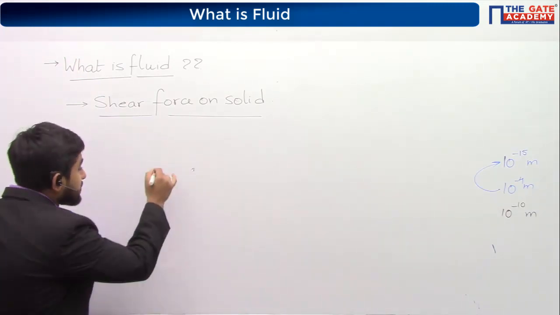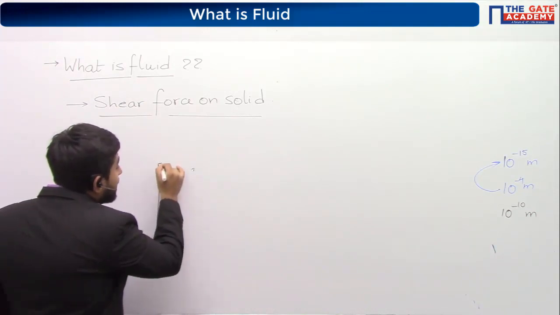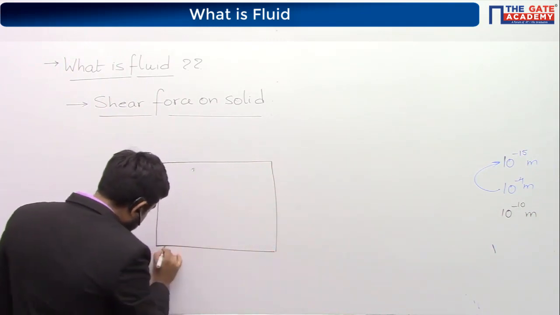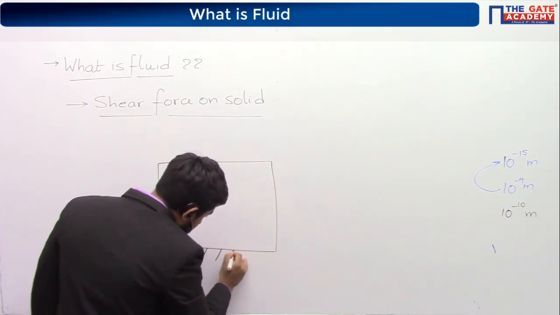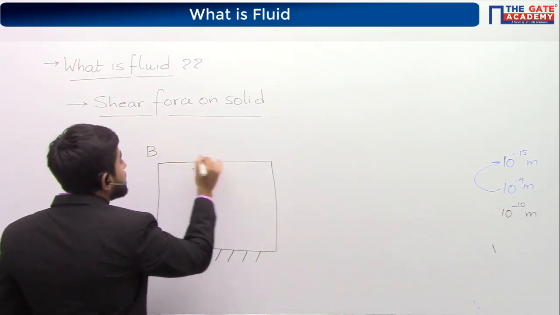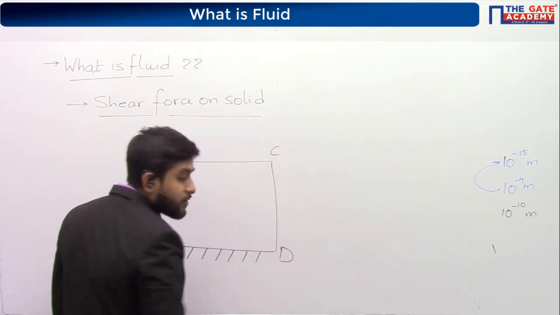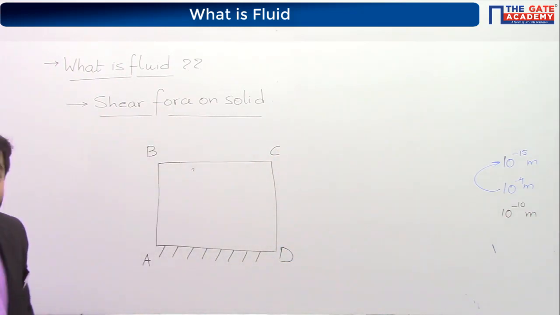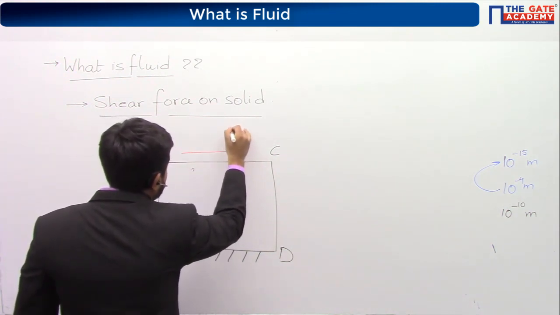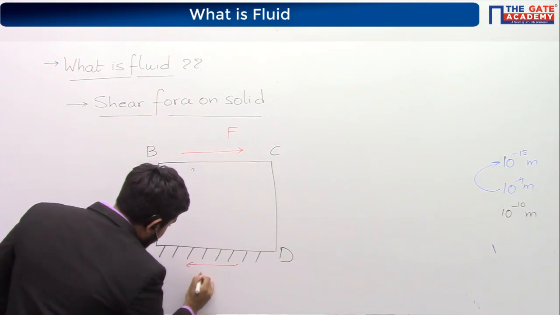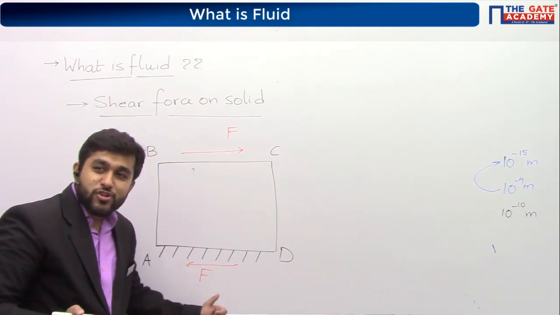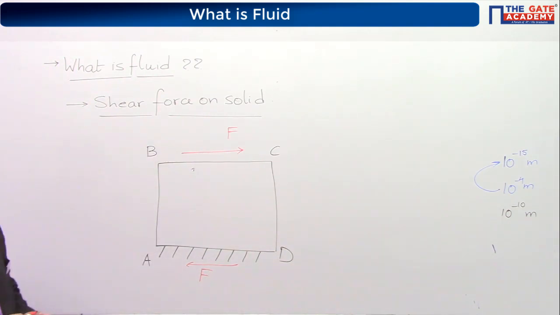Now what we have is a solid body, and maybe the solid body is fixed to the ground. So this is your solid body, and here you can mark A, B, C, D. Now we have to apply a shear load on the solid substance. So this is my shear force, and since the body is fixed to the ground, the ground will also apply a shear force in the opposite direction. Okay, now check.